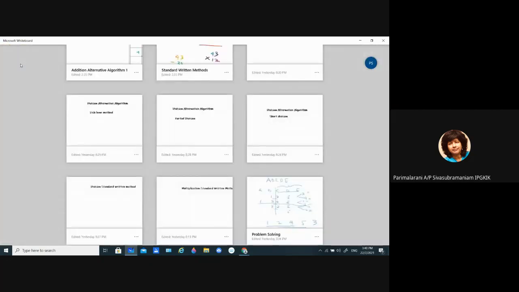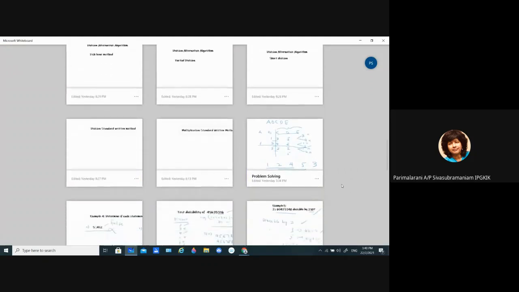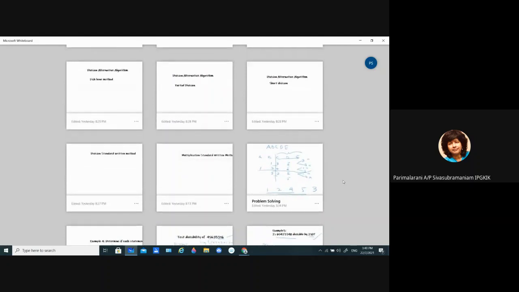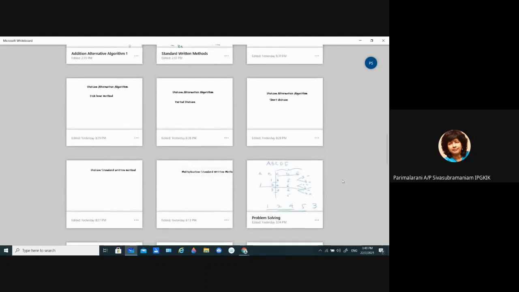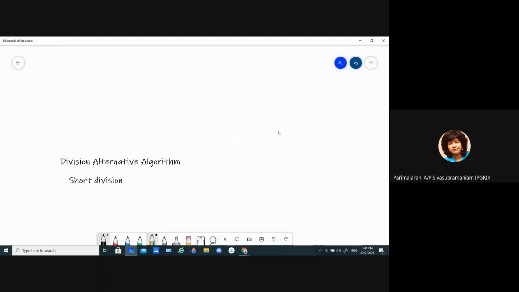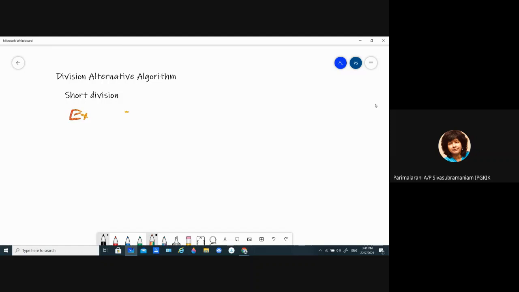So we finished with multiplication. Now we're going on to division. Division, we've already looked at the standard written method. So this is the other way of doing division: short division, bahagi pendek. Say you have an example, 237 divided by 4.